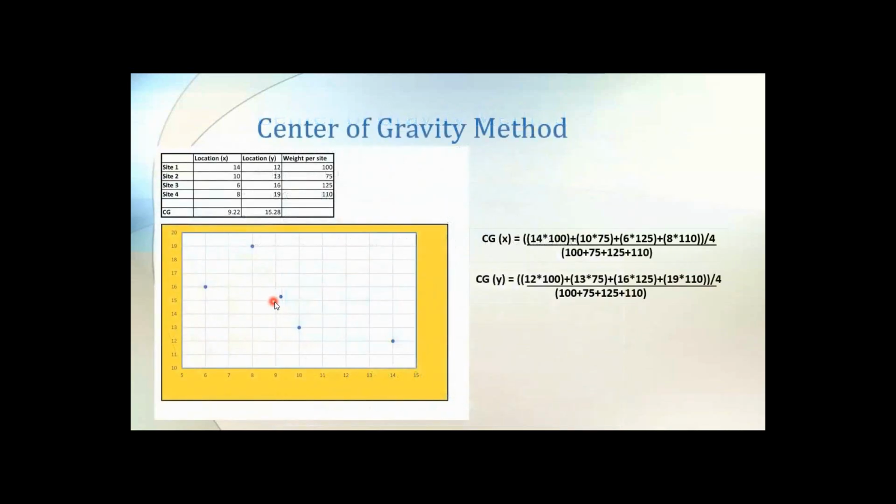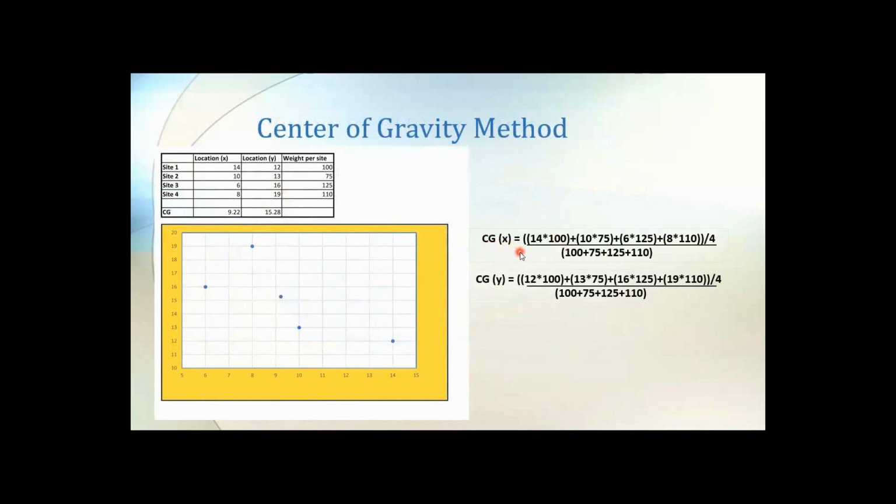So I didn't highlight the decision, but basically I've got 4 sites, and I've got locations 14, 12, 10, 13, 6, 16, 8, 19. You can use a Cartesian map. You can use any type of map where you can make a 2-dimensional measurement.